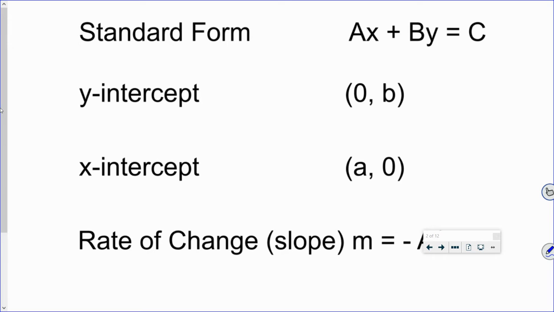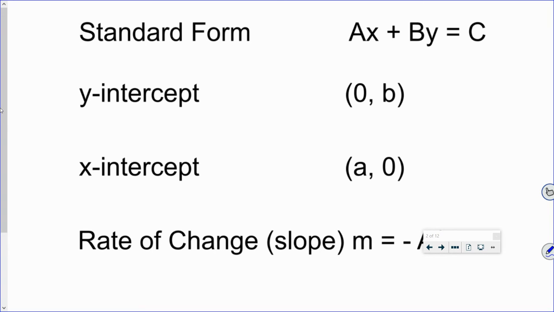It can be a positive or a negative integer, but in standard form we're not going to have fractions or decimals. We're going to write it without that. So a is the coefficient of x, b is the coefficient in front of y, and c is the constant. It doesn't change. So that's the way we're going to write it in standard form. All of those are integers.